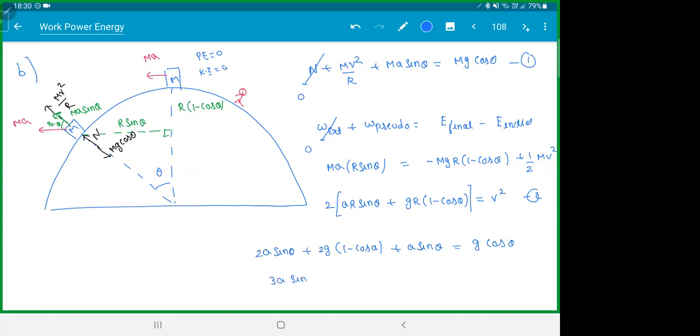Bring all sin thetas to one side. This is 2g. Did I get it right? Yeah. Check it out, something of this sort. Basically, you have to take this v square from here and put it back in that equation. You can leave it there. Numbers are given, you'll get the answer. But that's how you solve it. So here, while drawing an FBD, you have to take pseudo force ka component, and while taking work done, you have to take pseudo force ka work done.